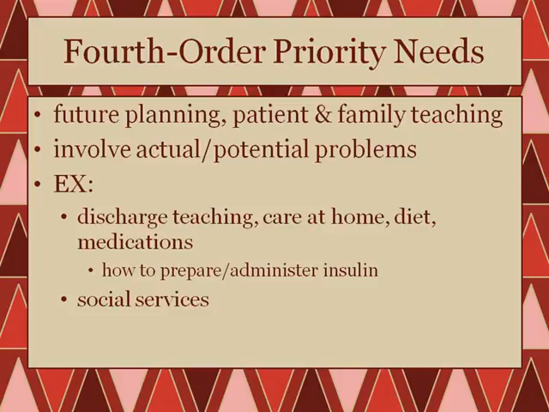Our fourth order priority needs, these all involve future planning, the key word being future. Often it involves patient-family teaching. It may be actual or potential problems that we're dealing with. Some examples: discharge teaching, how to care for themselves at home, might be related to diet, medications, how to prepare and administer insulin, getting social services involved to make sure they have the things they need when they're discharged. So any of those have to do with future being the key word. Those all fall under fourth order priority needs. Frequently will involve some form of teaching.